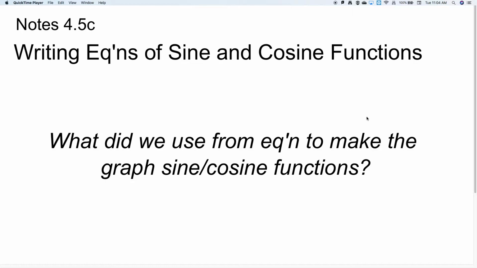So just real quickly, I'm going to walk around and eavesdrop, have a quick conversation with your group. What are things that you took from the equation to help you build that frame and make that graph? Tell your groups what things you used.